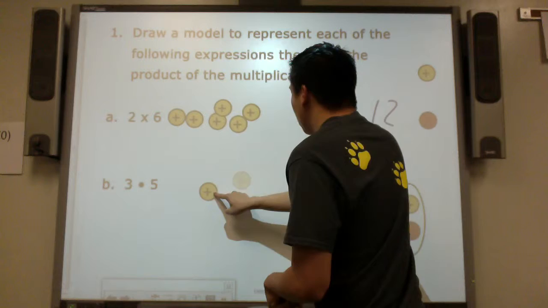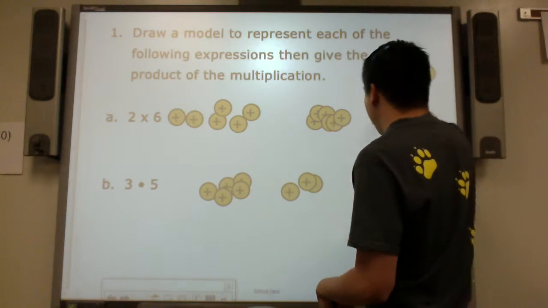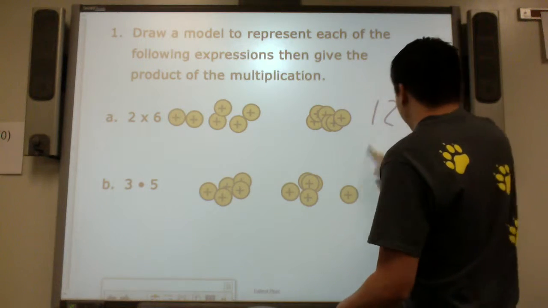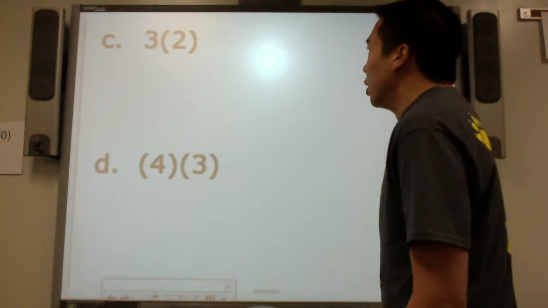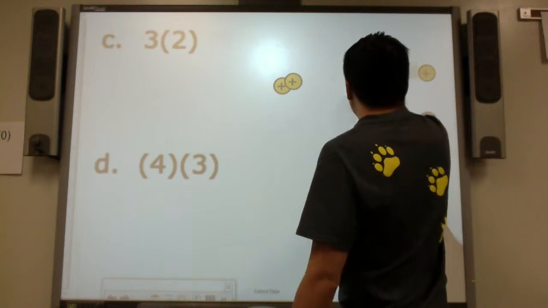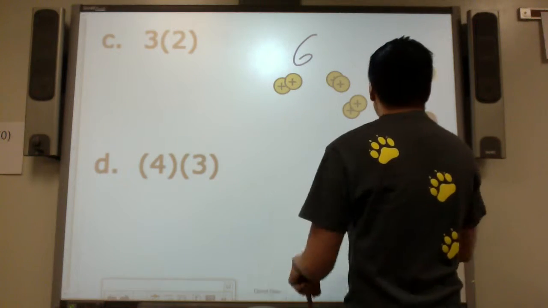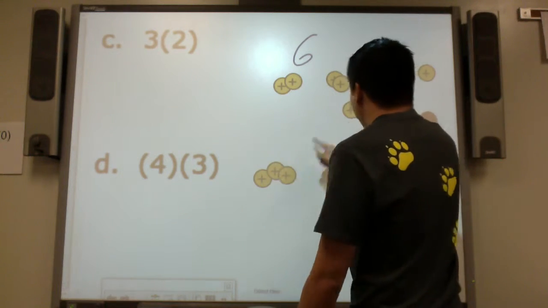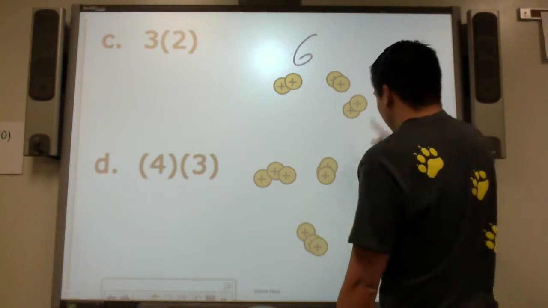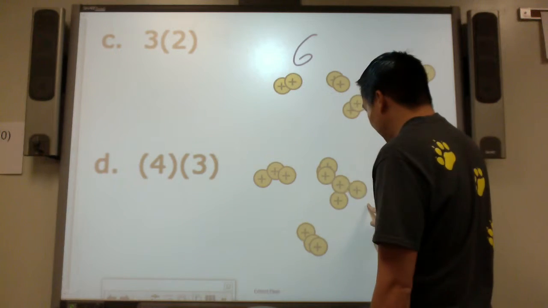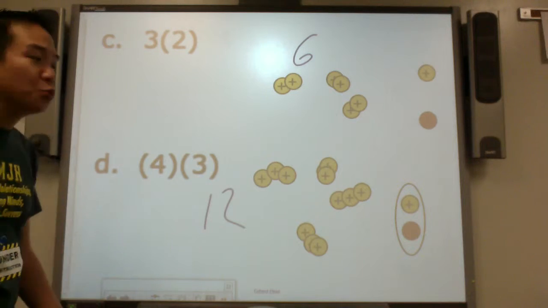3 times 5. That's 3 groups of 5. Here's one group of 5. Here's a second group of 5. Here's a third group of 5. So that is 15. 3 groups of 2: one group of 2, second group of 2, third group of 2. That is 6. 4 times 3. 4 groups of 3. And this is 12.